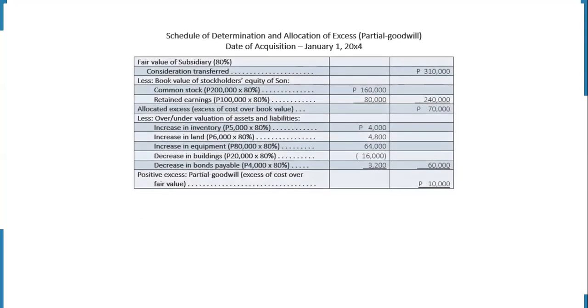Now we have the schedule of determination and allocation of excess under partial goodwill. Date of acquisition is January 1, 20x4. The fair value, that's the consideration transferred, 310,000. Then we have to deduct the book value of stockholders' equity of Sun. So the consideration transferred in case 1 is only 310,000. Then we deduct the common stock and retained earnings, which give us the book value of stockholders' equity of Sun.